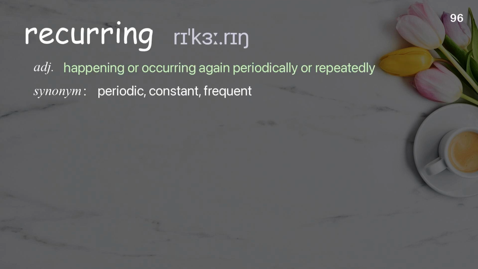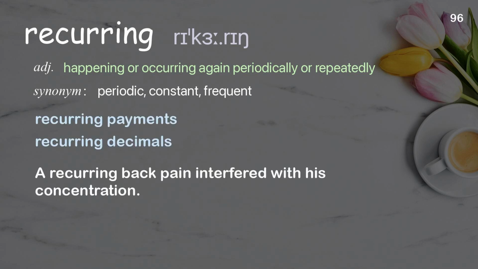Recurring. Happening or occurring again, periodically or repeatedly. Examples. Recurring payments. Recurring decimals. A recurring back pain interfered with his concentration.